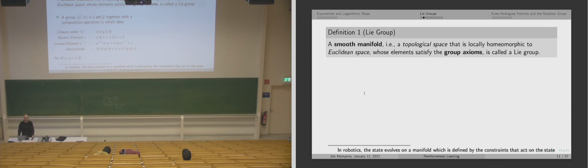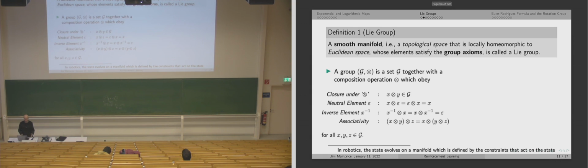So let's go back to the axioms of a group. We have closure under the composition operation. A group is simply a set and an operation between the elements of that group. That operation between two elements of the group makes another element of the group. And closure means that the operation always generates elements that are in the set we are considering, so that it's closed under that operation.